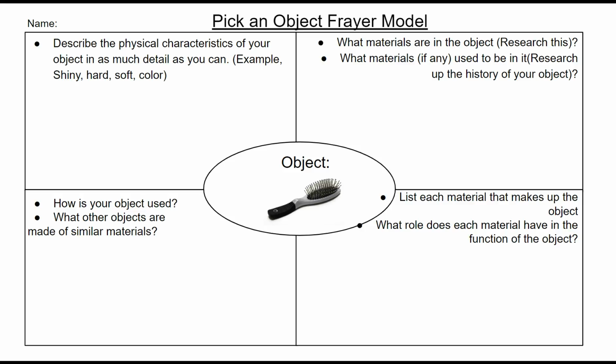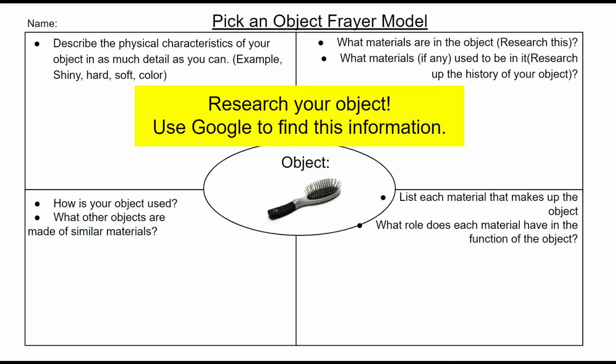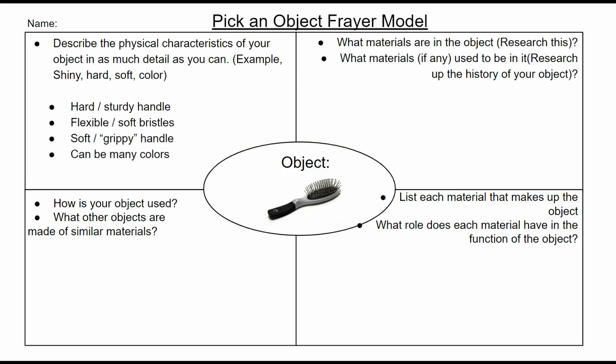So the first thing you need to do is come up with some physical descriptive characteristics of your object. For example, my hairbrush. I said that a hairbrush has a hard and sturdy handle, or outside. It has flexible and soft bristles, a soft or grippy handle. I said that it can be in many colors, and I could also include that the shapes are a little bit different. There are different types of brushes. I could include that.